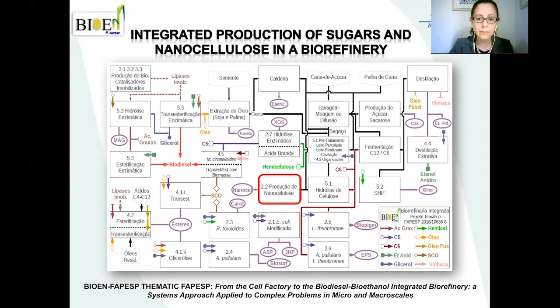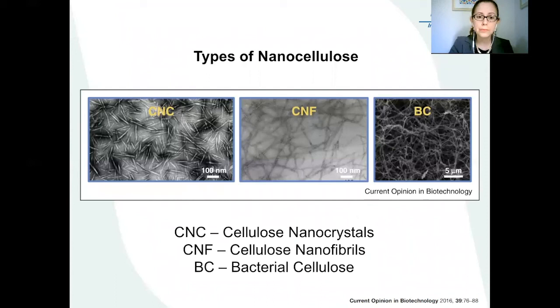And among the nanocellulose, this type of material has been classified as CNC, that stands for cellulose nanocrystals, CNF, that stands for cellulose nanofibrils, and also BC, that stands for bacterial cellulose, which is a type of nanocellulose that's synthesized by certain strains of bacteria. So it's different in terms of source, but we can also consider it a type of nanocellulosic material.